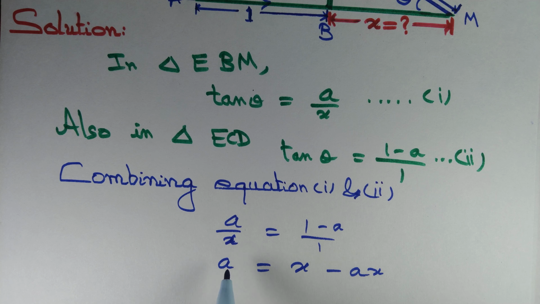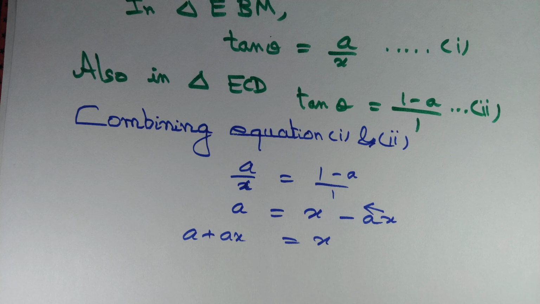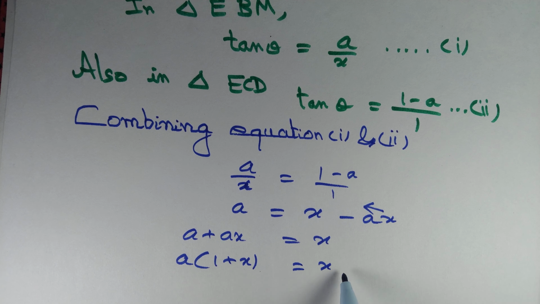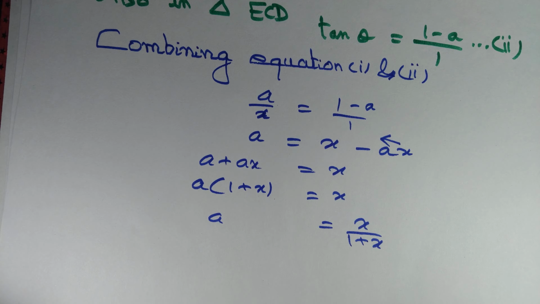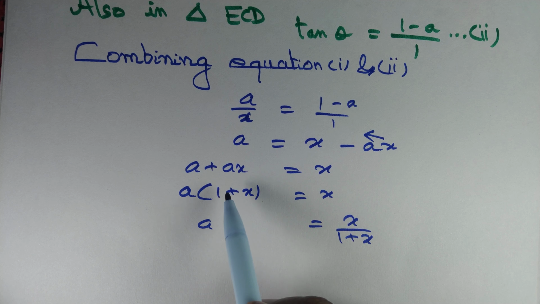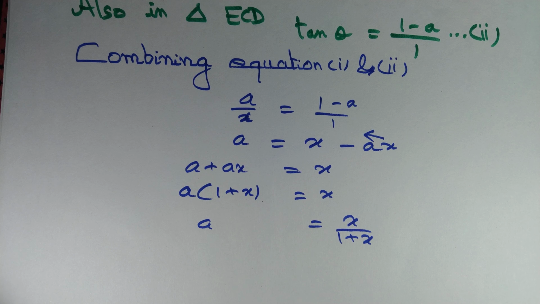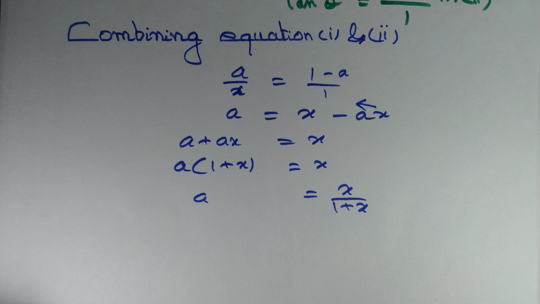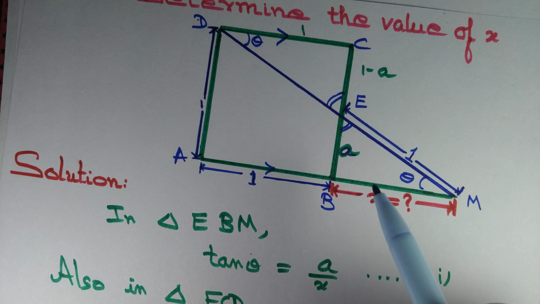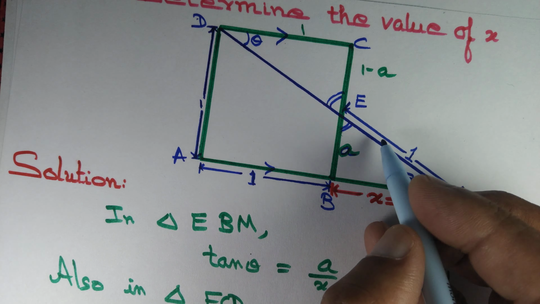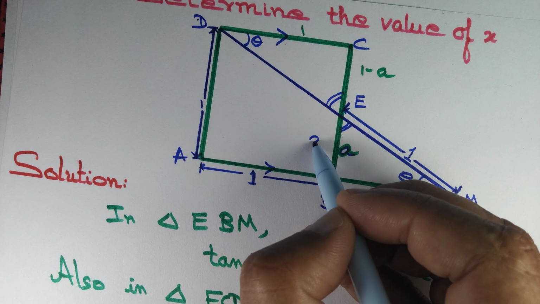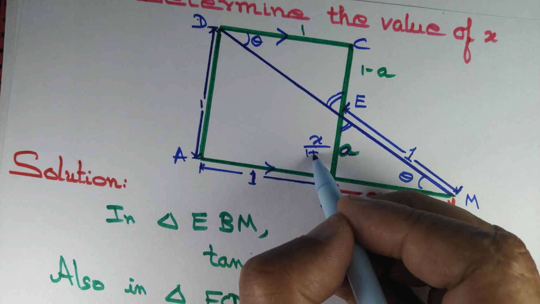So we take AX to the left hand side to obtain A plus AX equal to X. From there we take A common, and we conclude that A equals X by 1 plus X. Once again, A equals X by 1 plus X. We just take 1 plus X to the right hand side. So we are not able to determine A, but we can express A in terms of X, and it turns out to be X by 1 plus X.